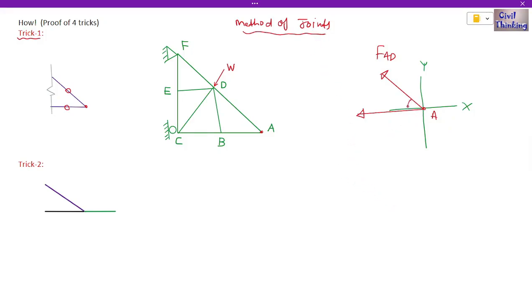Let's assume the angle between them is theta. Now this member is what? This is the AB member, and this arrow is force in AD. Now let's apply the equations of equilibrium. First of all, let us resolve this FAD, because it is not along the x-axis or y-axis. So this is FAD cosine of theta, and here we have FAD sine of theta.